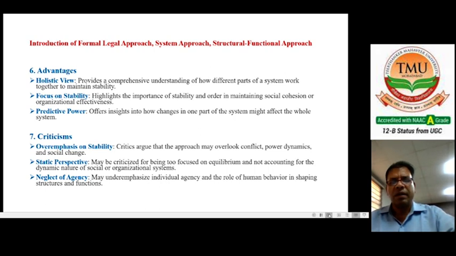Next, the static perspective may be characterized as being too focused on equilibrium and not accounting for the dynamic nature of social or organizational systems. This is also a very important criticism. The last one is neglect of agency: it may underestimate individual agency and the role of human behavior in shaping structures and functions. This is a very important part of the criticisms.